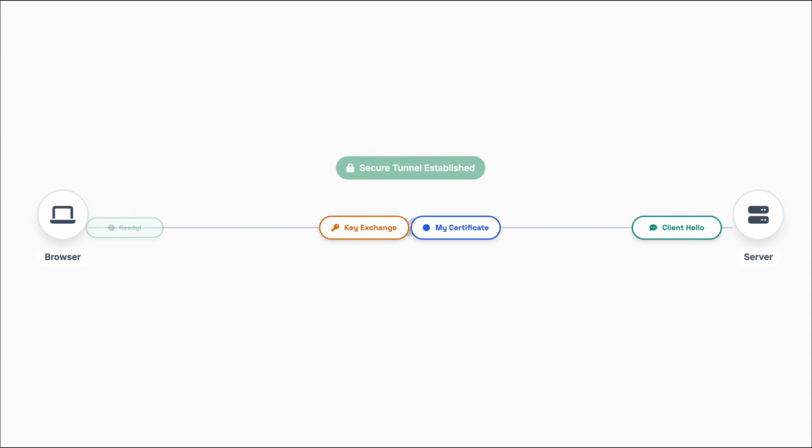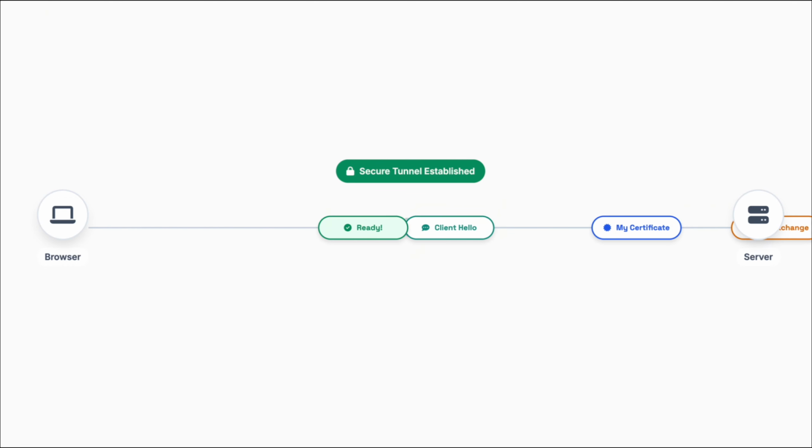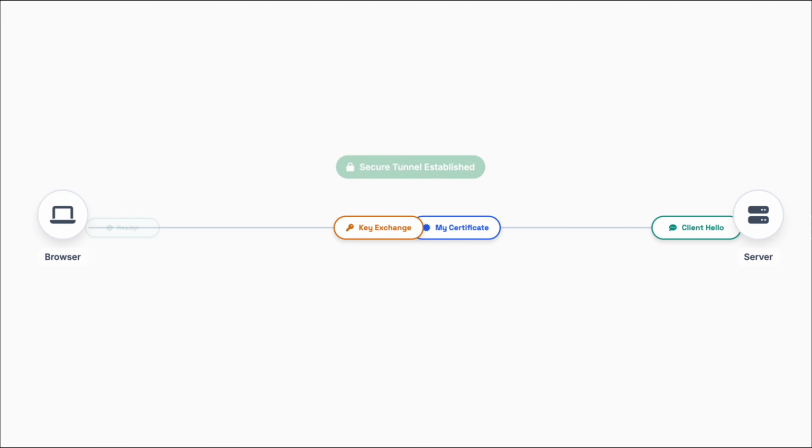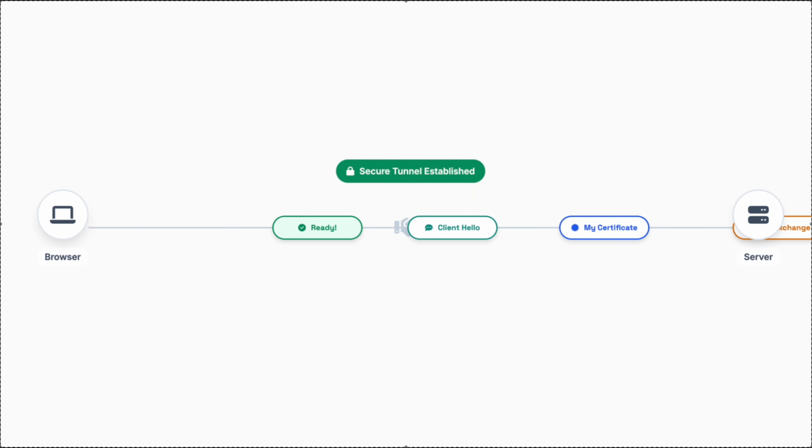Before encrypted communication can begin, your browser and the server need to establish a secure connection. They need to agree on how they will encrypt and decrypt the data.